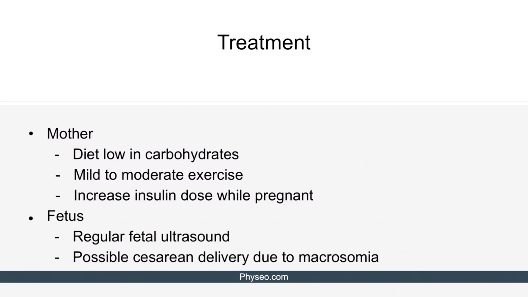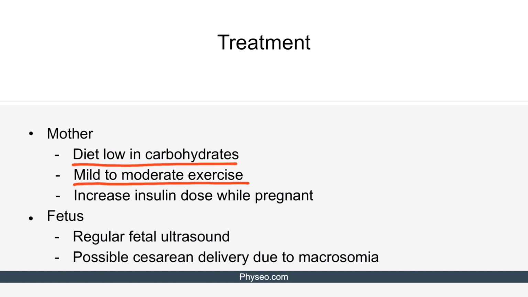All right, moving on to treatment. As you can see, this slide is not much different compared to the one that we discussed while talking about the treatment of gestational diabetes mellitus. So the treatment for pregestational diabetes is a diet low in carbs and mild to moderate exercise. If the mother used to be on insulin before pregnancy, she should increase the insulin dosage while pregnant due to the diabetogenic effects of human placental lactogen.